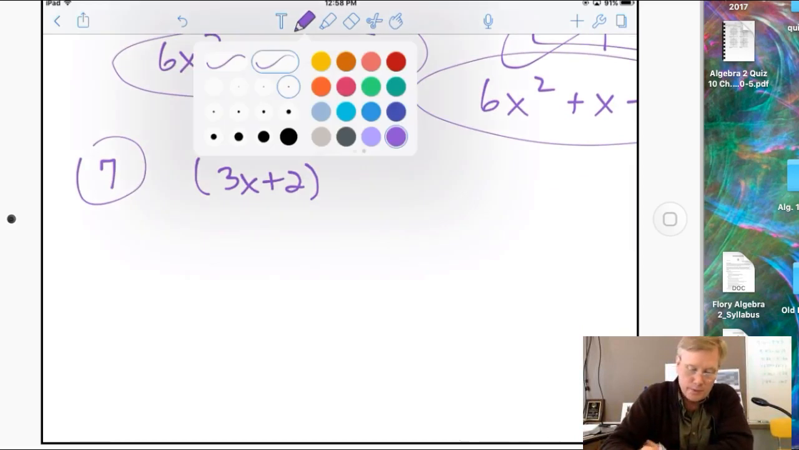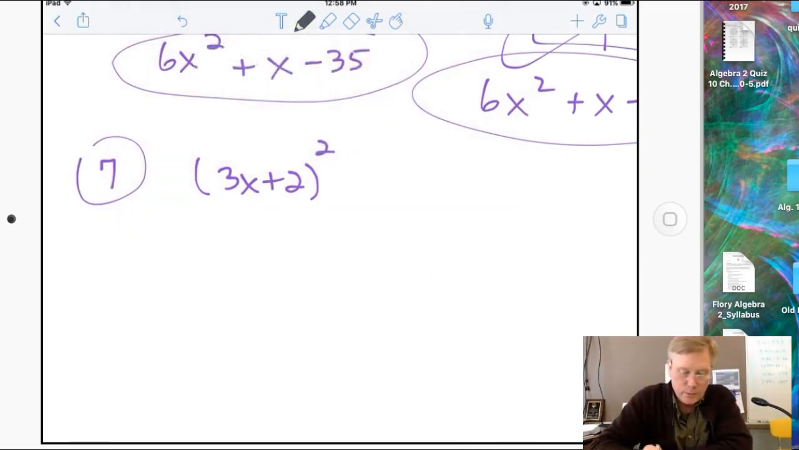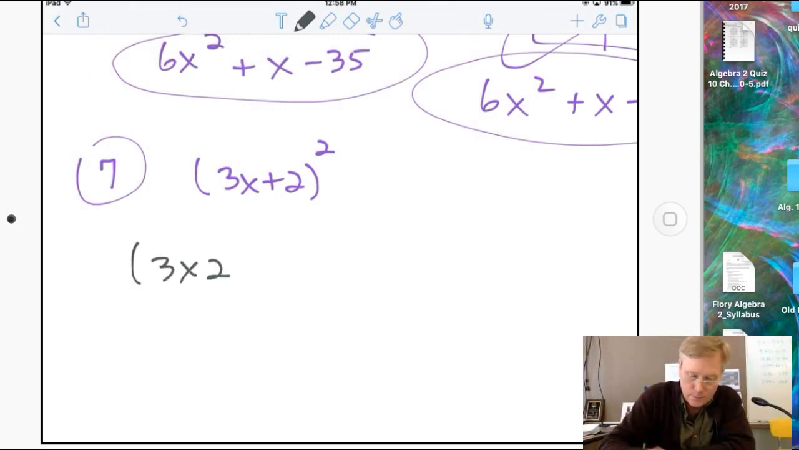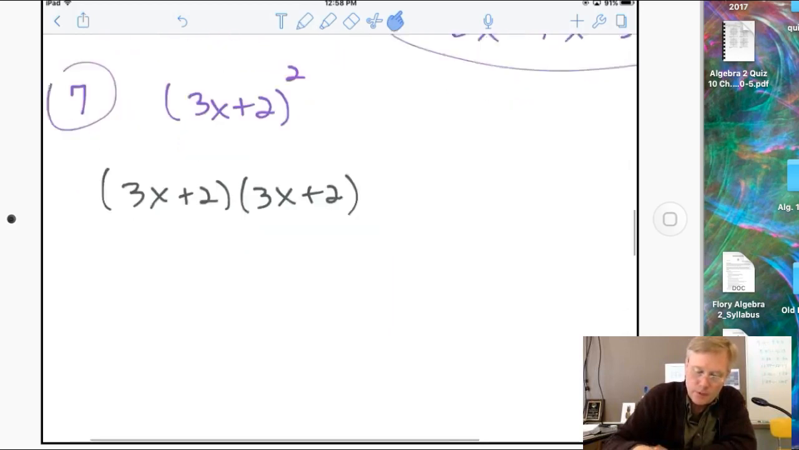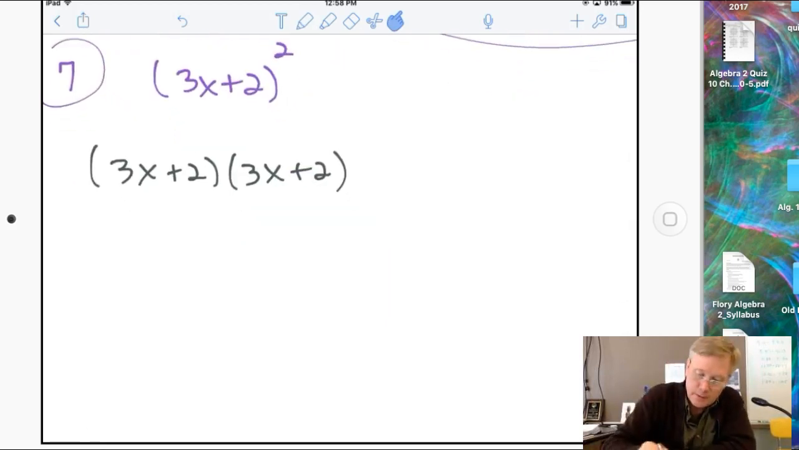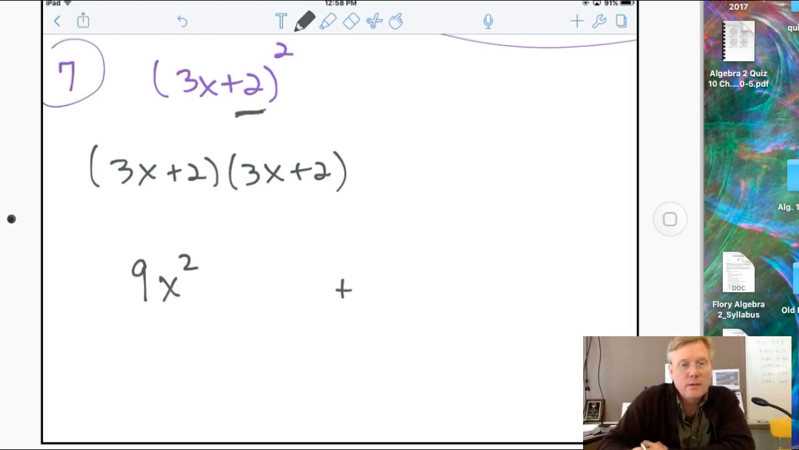So you could do it a couple ways. If you just remember that this is really 3x plus 2 times 3x plus 2, all right? You'd think it would be 9x plus 4, but it's not. In this case, if I FOILed it out, or I showed you that shortcut where you square the front term, 3 times 3 is 9. x times x is x squared. And then the last term, take the last term and square it. 2 times 2 is 4.